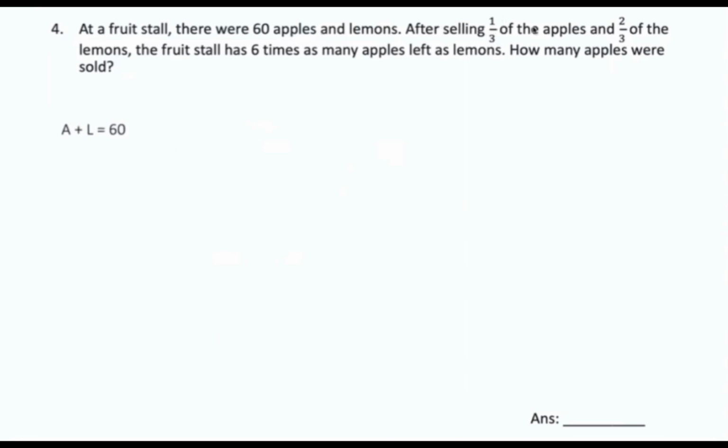After selling 1/3 apples means you take out 1/3 of apples. Apples start with 3, take away 1 left 2. 2/3 of the lemons. So take out 2/3 of lemons. Lemons start with 3, take away 2 left 1. The fruit store has 6 times as many apples left as lemons. So in the end, apples is 6 units, lemons is 1 unit.